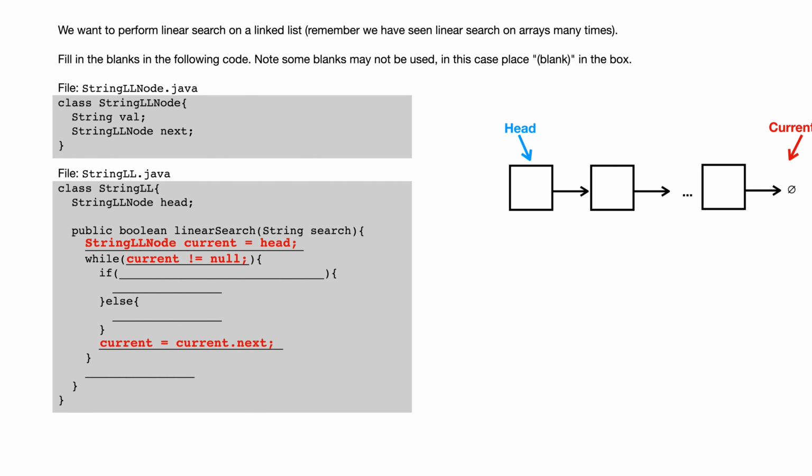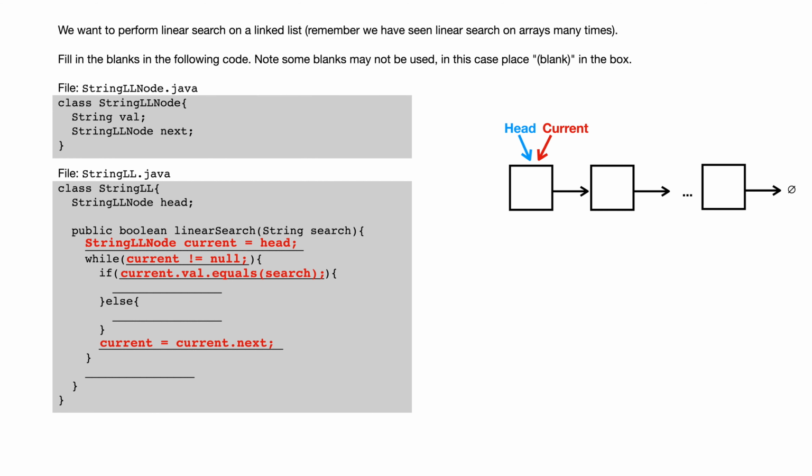So we have an if-else statement. And we want to return true if the element is in our list and false if it's not, right? So the condition is going to be whether or not the value at our current node, right, val, which is our string, is equal to search. But is this the correct way to figure out if two strings have the same value? It's not. They're strings, right? So we need to use dot equals. So we say current dot value equals search, right?